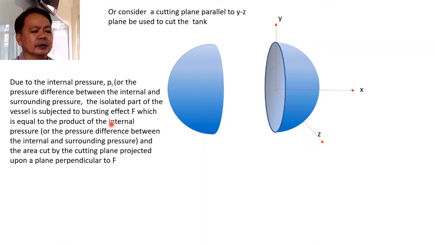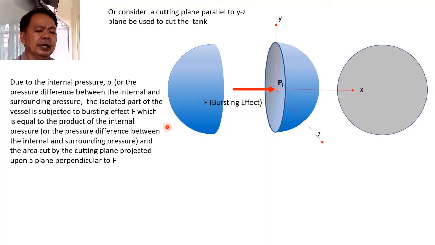So there will be a bursting effect, P_F, that will be developed. This bursting effect will be equal to the magnitude of P multiplied by the area. If we look at this from this side, we will see an area that is circular, whose diameter is the diameter of the sphere. Therefore, the bursting effect developed is equal to the pressure inside multiplied by pi d squared over 4.